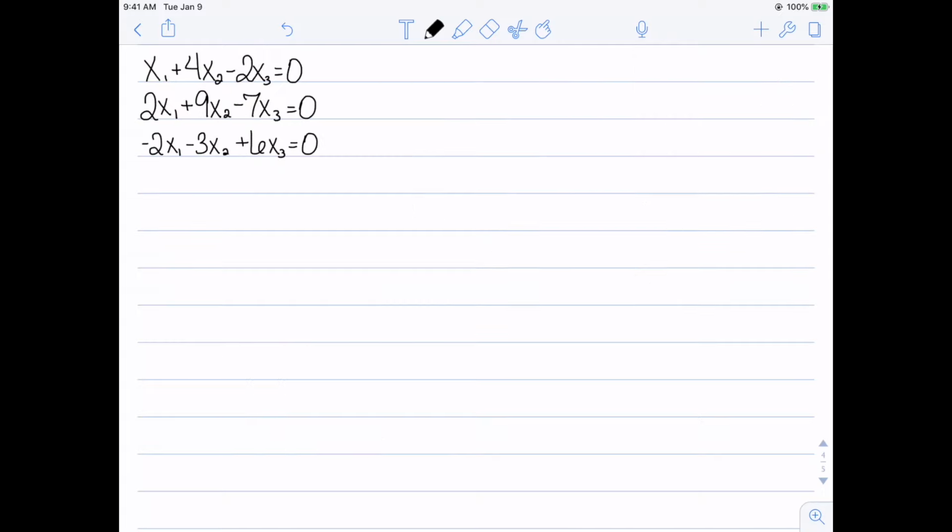My next system is x1 plus 4x2 minus 2x3 equal to 0, 2x1 plus 9x2 minus 7x3 equal to 0, and negative 2x1 minus 3x2 plus 6x3 equal to 0. The first step is to put this into our augmented matrix, but remember we're going to ignore the augmented column this time and just deal with the coefficient matrix. So here's the coefficient matrix, and we can start our row reduction. We already have a 1 in the first row, first column, so we need to get zeros below it.